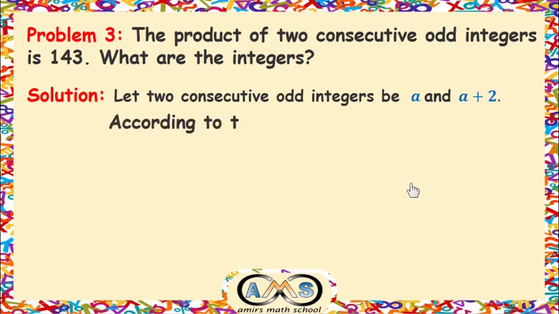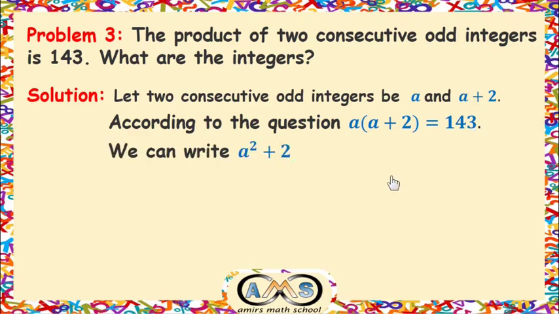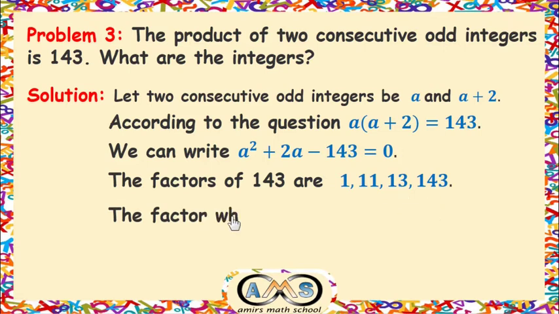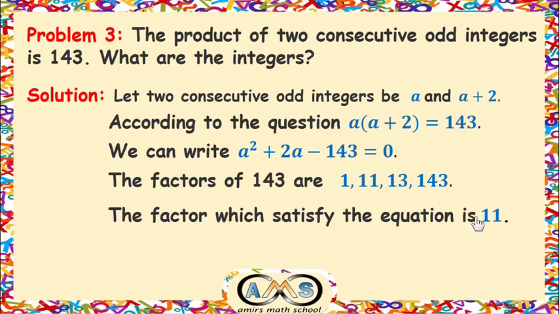So according to the question, a into a plus 2 is equal to 143. We can write this equation as a quadratic equation of variable a, that is a square plus 2a minus 143 equal to 0. We can solve this quadratic equation using the factorization rules, but here we solve it using the factors. The factors of 143 are 1, 11, 13 and 143. The factor which satisfies the equation is 11.